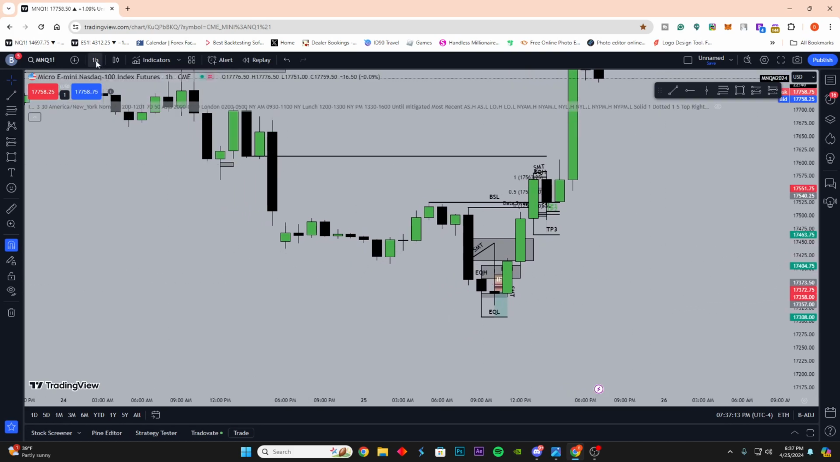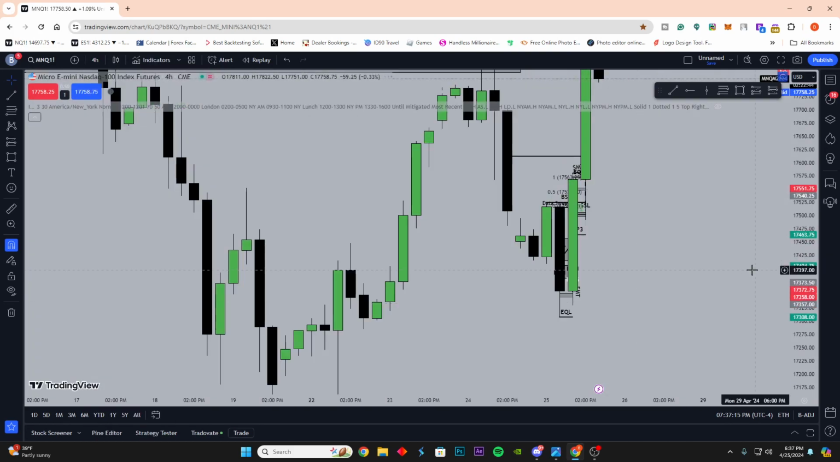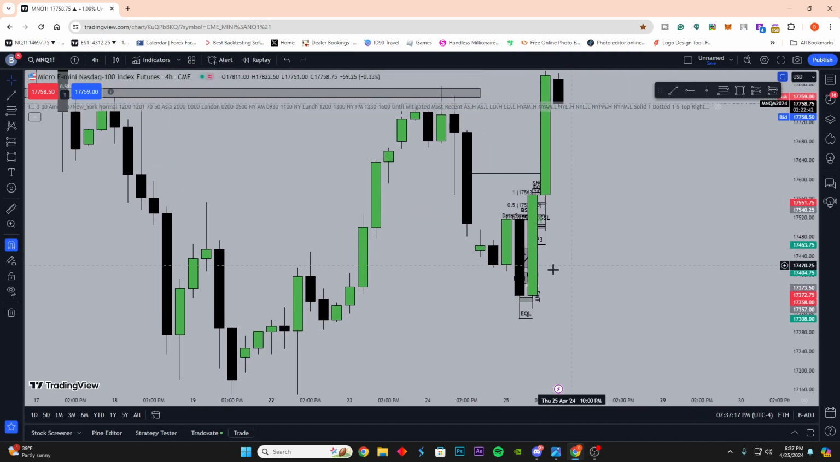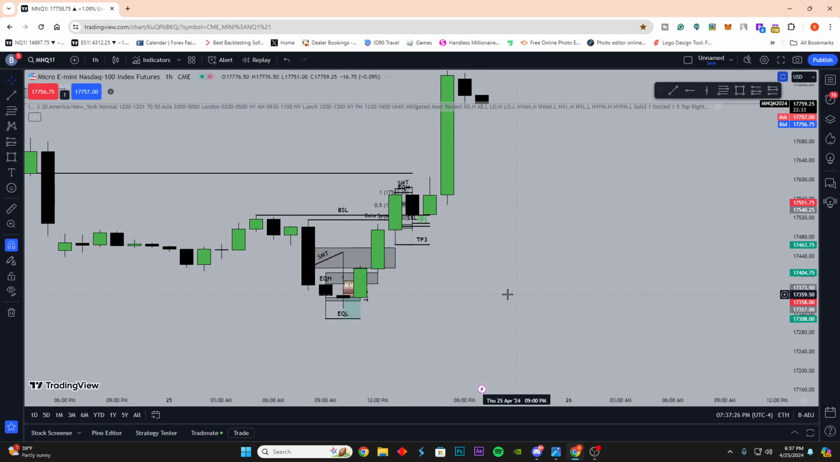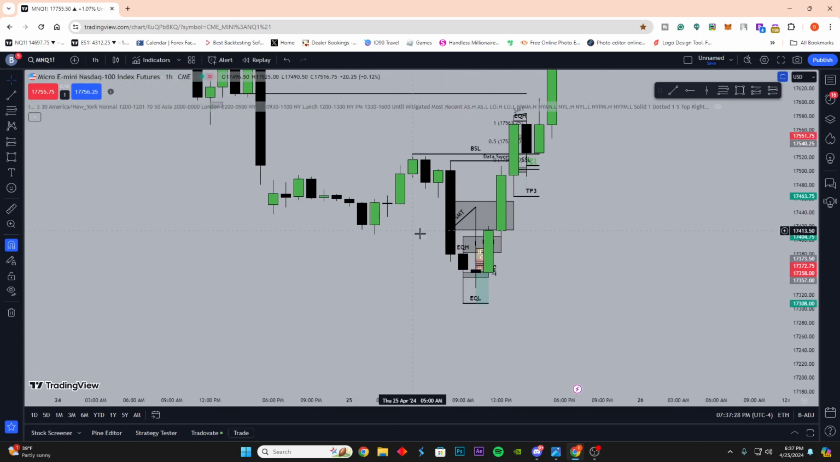Going in today, I didn't really have a bias, but now looking back on it, I guess we technically were bearish because we broke structure on the 4 hour. We were bearish on the 1 hour coming into market open.